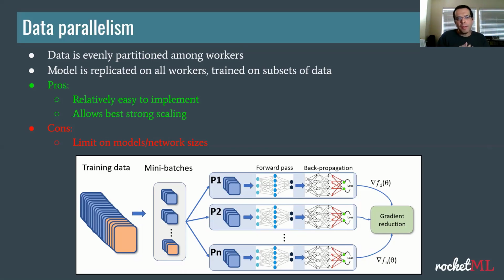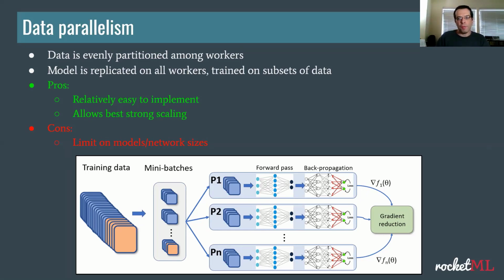And the main advantage of this strategy is that it's relatively easy to implement. You don't have to do much about the forward and back propagation passes. You just take care of the data splitting and the gradient communication at the end. And for that reason, it allows for best strong scaling. So you can get the best scaling out of this scheme because the amount of communication will be limited, right? So you do a lot of work before you have to communicate the results.